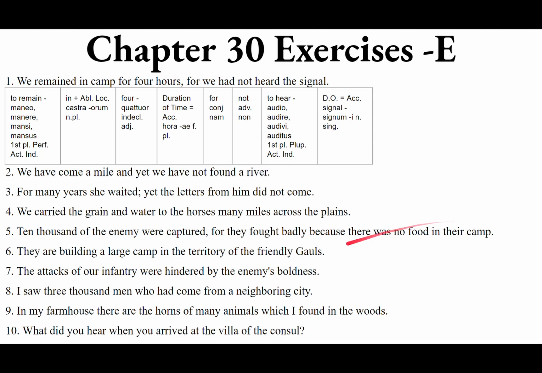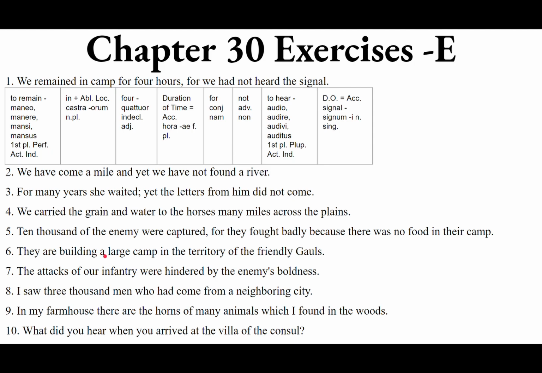Sexta. They are building a large camp in the territory of the friendly Gauls. So they are building. Building is the main verb. Who's doing it? They are. Third person plural, present tense, active voice, indicative mood. Munio, munire, munivi, munitus. So muniunt.